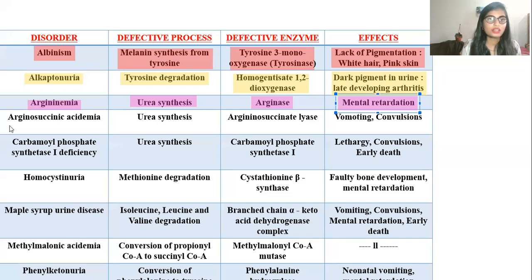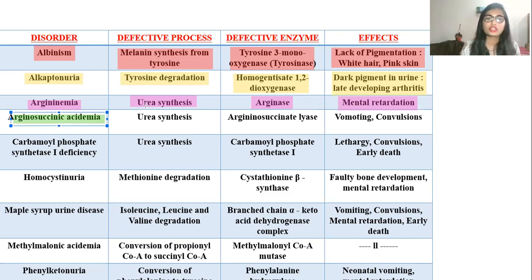So the next disorder, that is argininosuccinic acidemia. The next disorder which will affect from this amino acid catabolism, that is argininosuccinic acidemia.